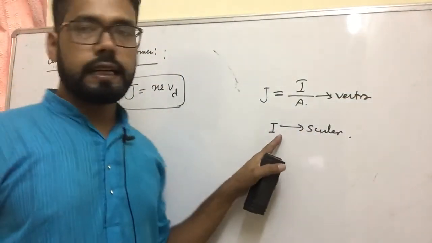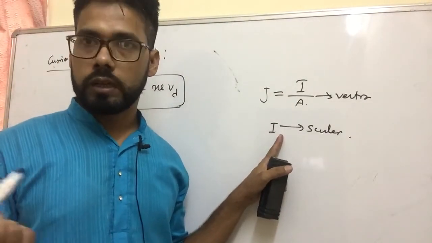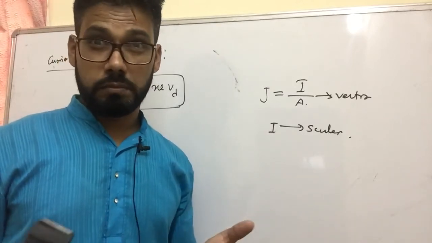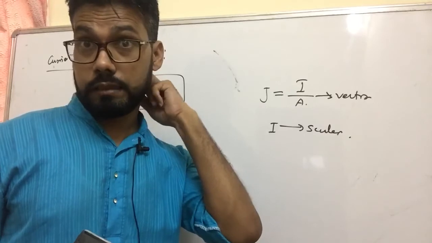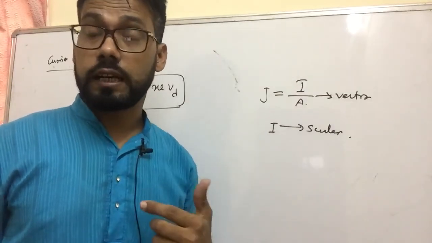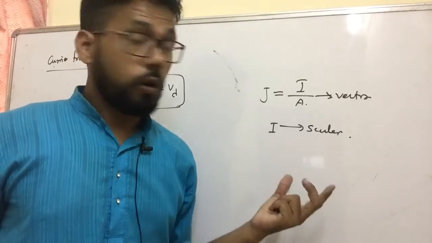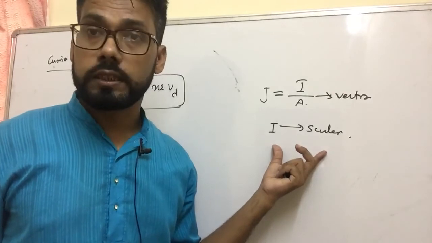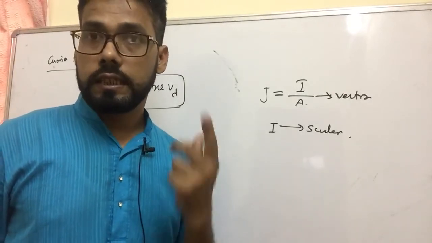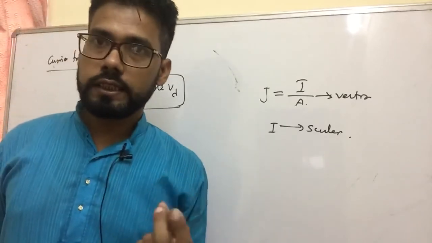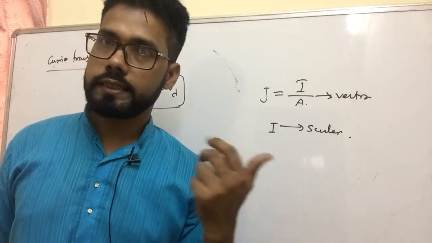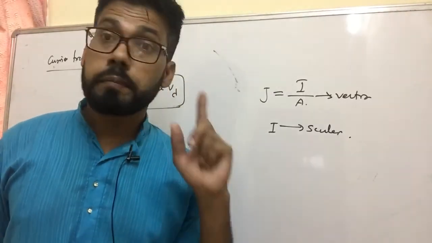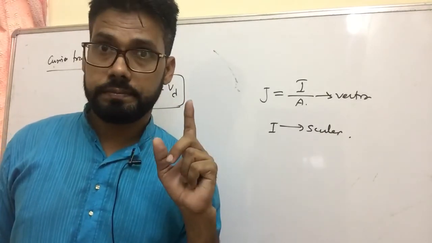Although current has magnitude as well as direction. How can you find the magnitude? If you put a multimeter in a circuit, you can find the value of current, the RMS value of current, and the direction in which current is moving we know. But although current has magnitude as well as direction, it is always considered a scalar quantity. Why? For a quantity to be a vector, it must have magnitude as well as direction. This is a necessary condition, but not a sufficient condition. The sufficient condition is that it must follow the law of parallelogram of vectors.